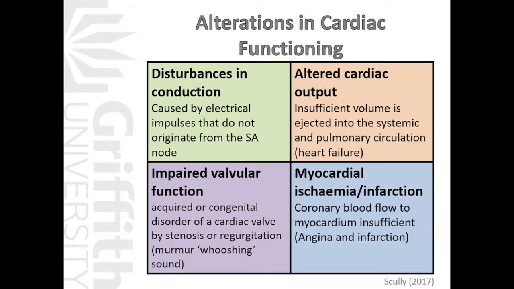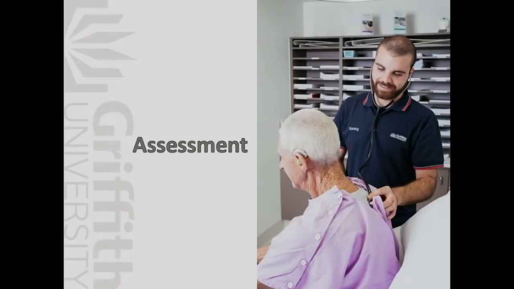Valvular dysfunction can cause a backflow of blood, and if we were to have a listen to the patient's heart, we might hear a murmur or a whooshing sound. Common myocardial diseases might include angina, MI or myocardial infarction, or acute coronary syndrome or ACS. So let's now have a look at some of the assessments needed in relation to respiration and circulation.